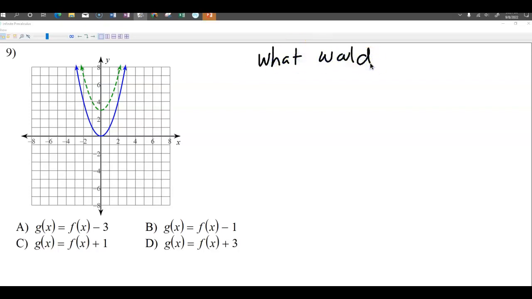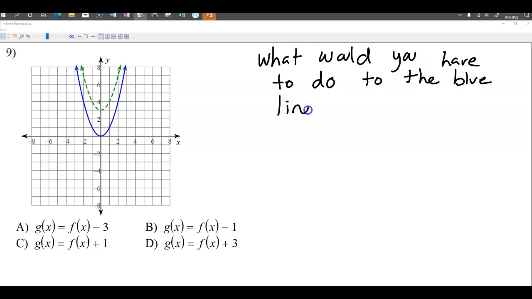You guys should be writing this down right now. Remember, you want to write this down because the directions on the paper are not as clear as these. So I would encourage you guys to write these down. What would you have to do to the blue line to get the green line or the dotted line?